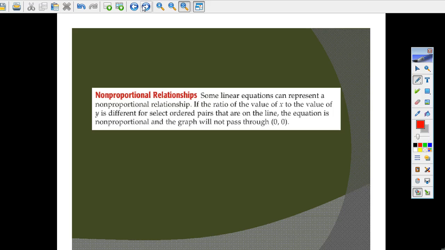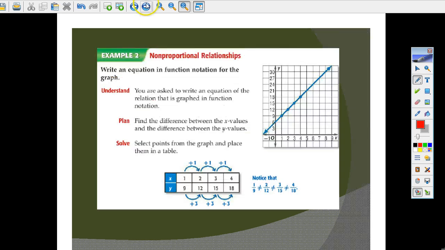Okay, welcome back. Now we're going to move on to the non-proportional relationship part. Some linear equations can represent a non-proportional relationship. If the ratio of the value of x to the value of y is different for select ordered pairs that are on the line, the equation is non-proportional and it will not pass through (0, 0). It's not going to go through the origin. Here's an example. You automatically see it doesn't go through (0, 0). Write an equation in function notation for the graph. Here you're asked to write an equation of a relationship that is graphed, in function notation.